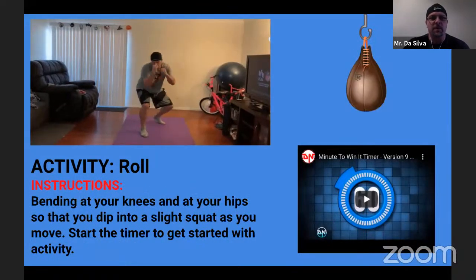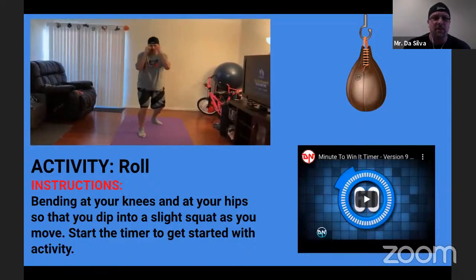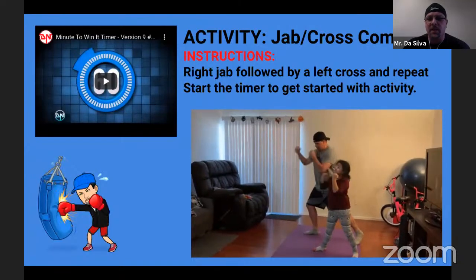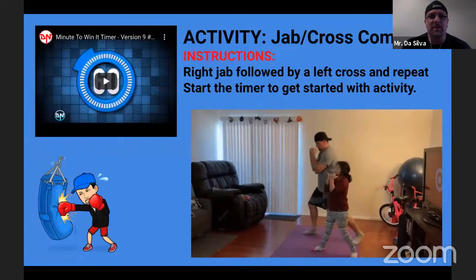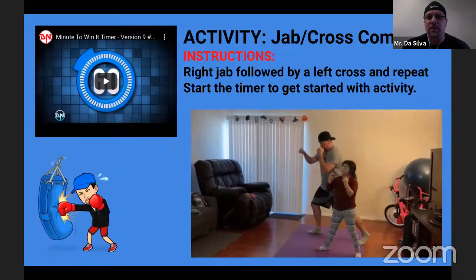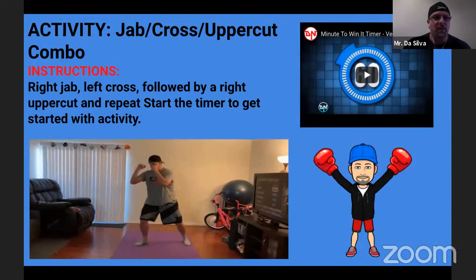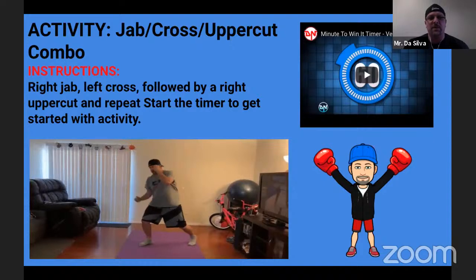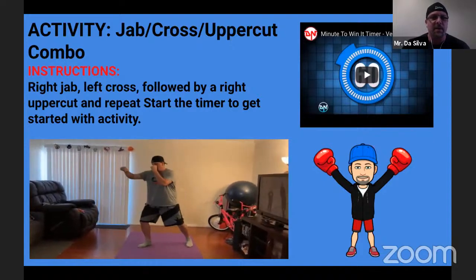a roll, which is used to duck punches, get out of the way of punches, and then react back at them. Once again, my beautiful daughter makes another appearance here. She's helping me out. This activity is kind of like a combo, throwing a jab and a cross. Another combo, jab, cross, uppercut. And they would do this continuously for the whole minute that I have the timer set for to get a decent workout.